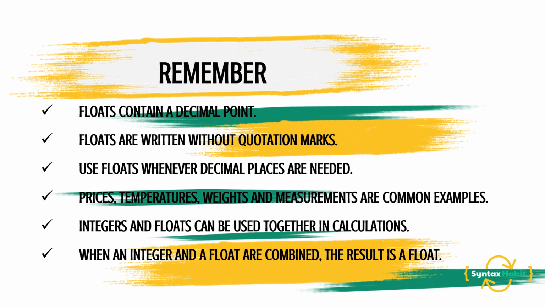You need to remember that floats are numbers that contain a decimal point. Unlike text, floats are written without quotation marks because they represent numerical values that can be used in calculations. We use floats whenever decimal places are needed, making them useful for many real-world examples such as prices, temperatures, weights, and measurements. Floats and integers can also be used together in calculations. However, when an integer and float are combined, the result will always be a float.